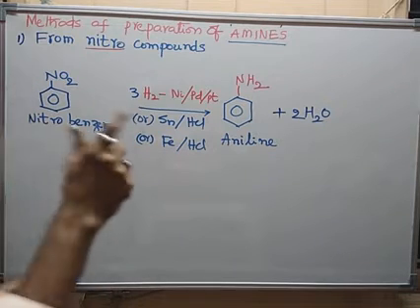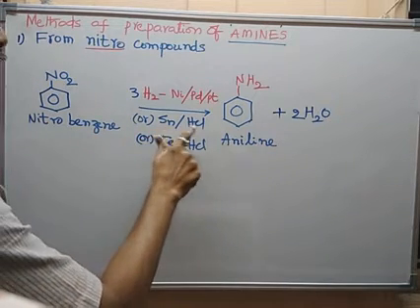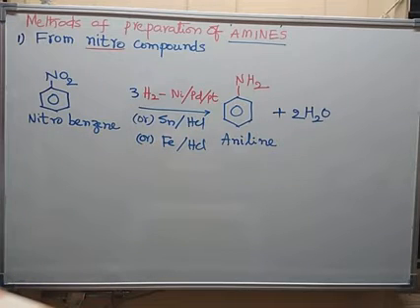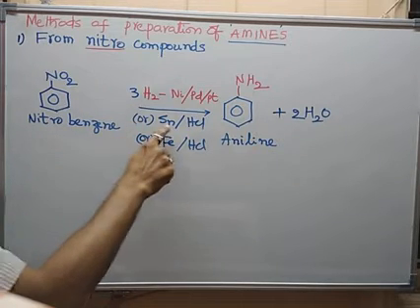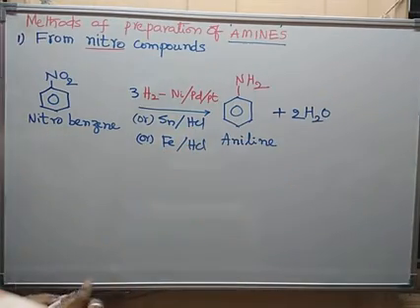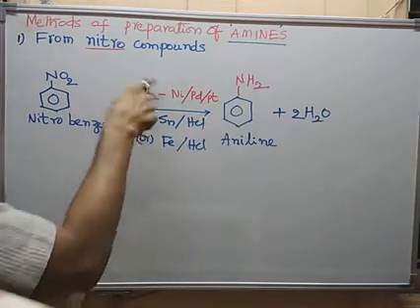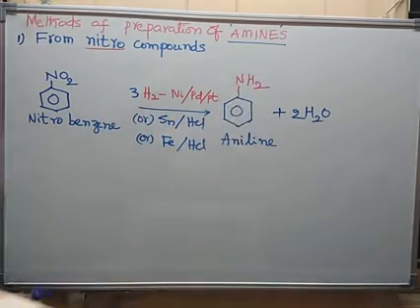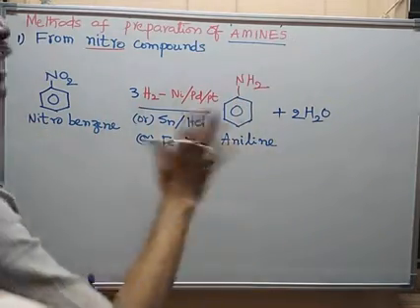Then what is formed here? Between Sn and HCl, nascent hydrogens are produced. Nascent hydrogen means Sn plus HCl gives SnCl2 plus newly generated hydrogen. That hydrogen, 6 moles, is used and converts nitrobenzene into aniline, over.